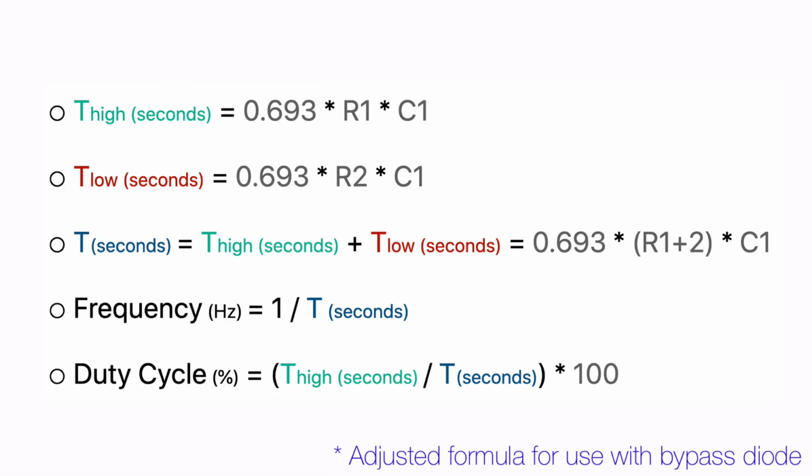Now, if you do use a diode like this and you want to calculate the time interval, the duty cycle, the frequency, etc., you will need to make a slight adjustment to the formula. As you can see here, for the T-high calculation, it's now only looking at the resistor 1 value. The T-low calculation remains the same, looking at resistor 2, and then so on. It would remain the same for calculating the total time, the duty cycle, the frequency, etc.